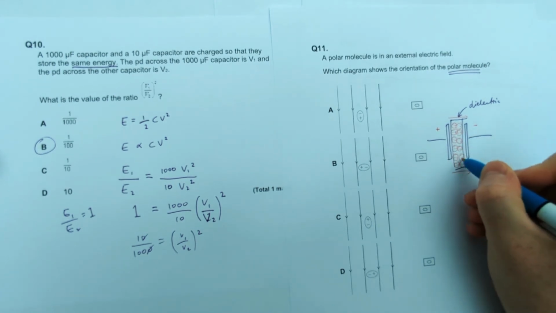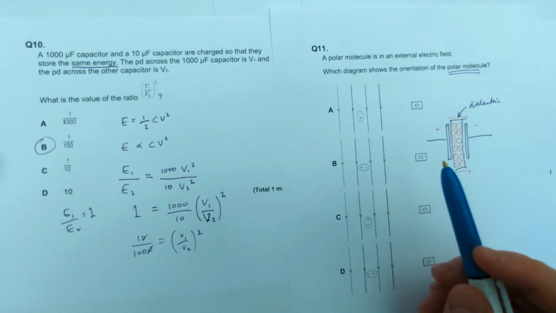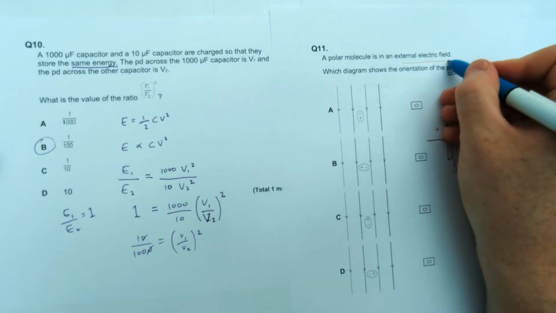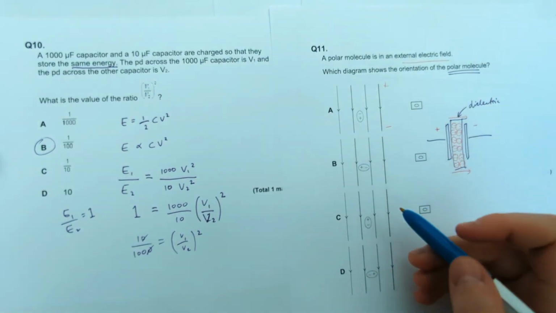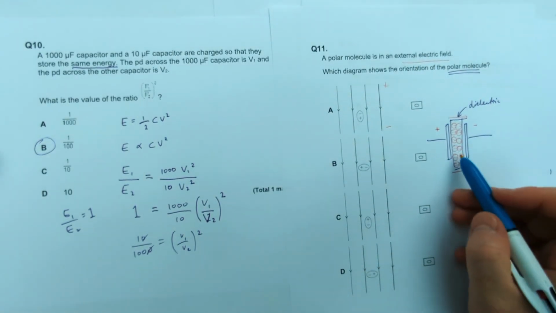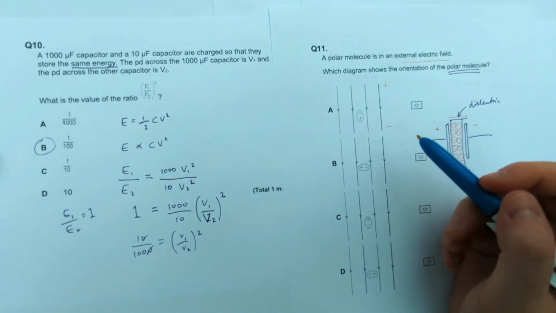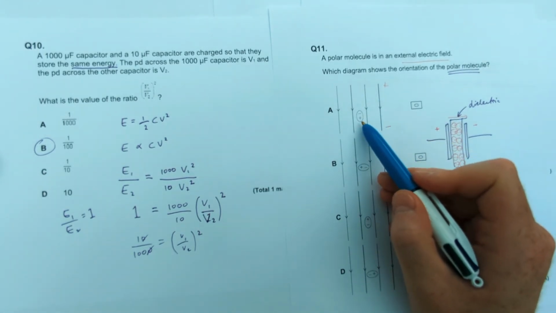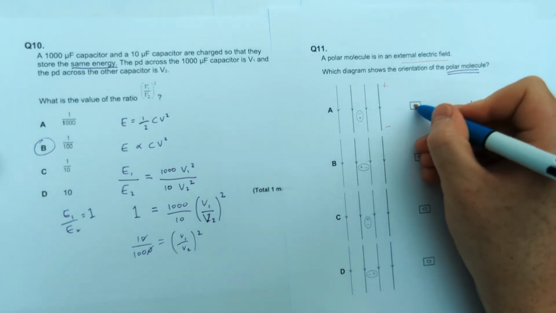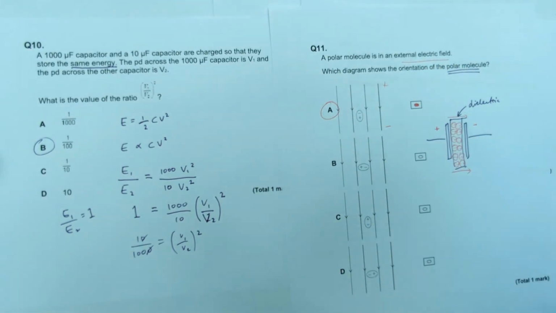So like this. Now, if we translate this question here, we've got an electric field moving from positive to negative. So which way are these going to line up? If you translate my drawing over here, we're going to have the positive end have the negative end of the polar molecule line up next to it. So it's option A for this question.